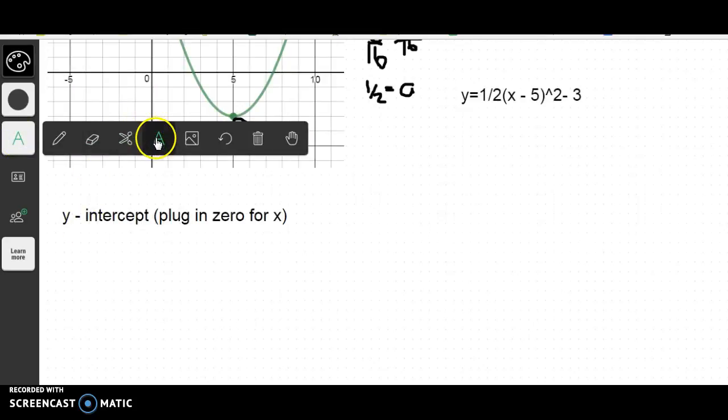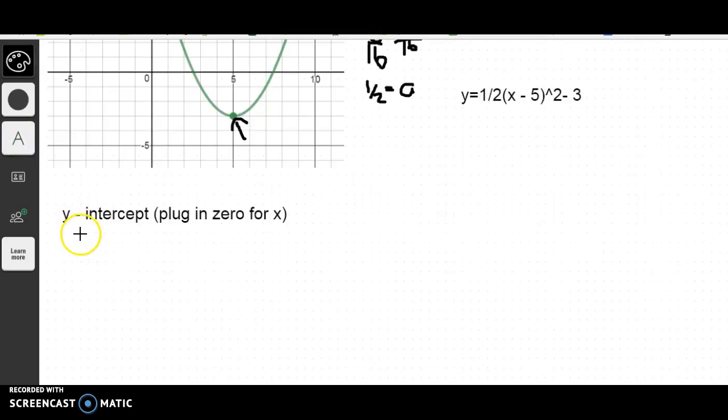Okay, so if I'm finding the y-intercept, that's when you substitute in 0 for x, I'm sorry. So I'm finding y, so I'm going to do y equals 1/2 times 0 minus 5 squared minus 3. And you can actually take this whole thing and plug it into your calculator. Hold on one second. I accidentally did not plug in 0. So y equals 1/2 times 0 minus 5 squared minus 3. You can take this whole thing and plug it into your calculator.